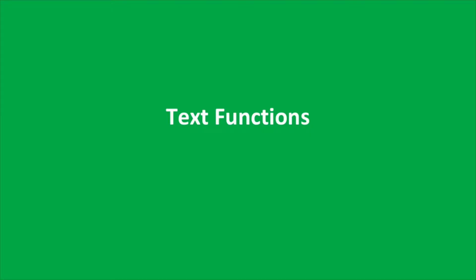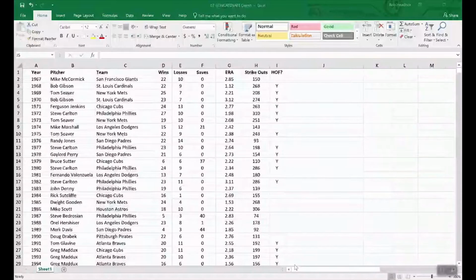Text functions contain some very powerful tools to adjust and rearrange and even combine cell data. Most often, these functions are used with worksheets that contain information and function as a database. I'm talking about collections such as mailing lists, product catalogs, or even Cy Young Award winners. Let's revisit our list of great pictures for this next demo.